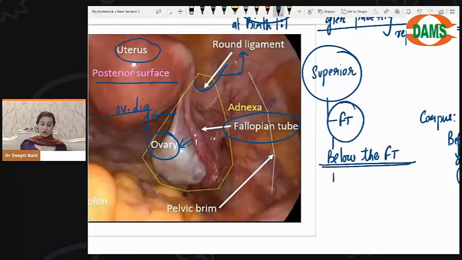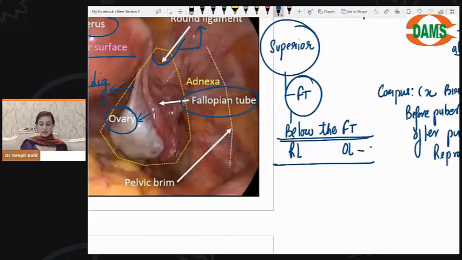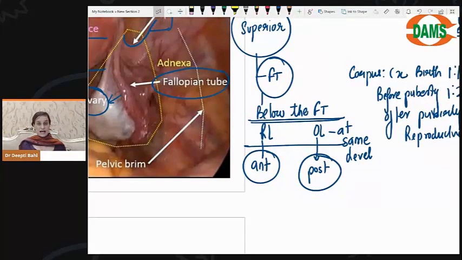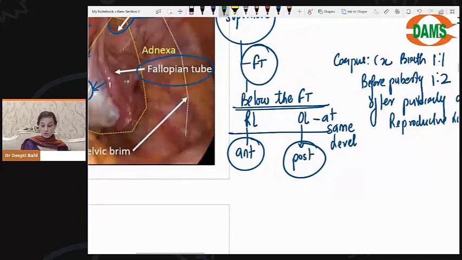Below the fallopian tube, the round ligament and the ovarian ligament are attached at the same level. So they are both below the fallopian tube and at the same level. The difference is that the round ligament lies anterior to the fallopian tube and the ovarian ligament lies posterior to the fallopian tube. Okay, so in your exams we are very fond of asking you about the antero-posterior relationship of these structures.